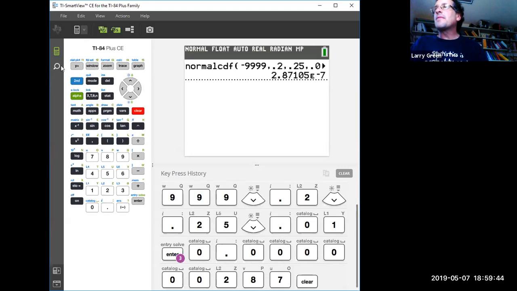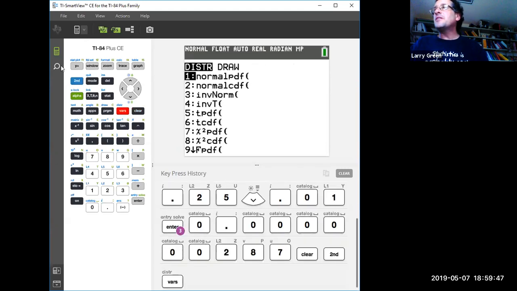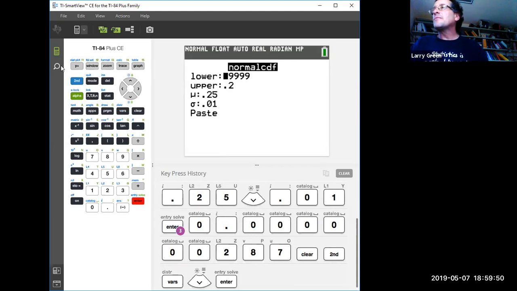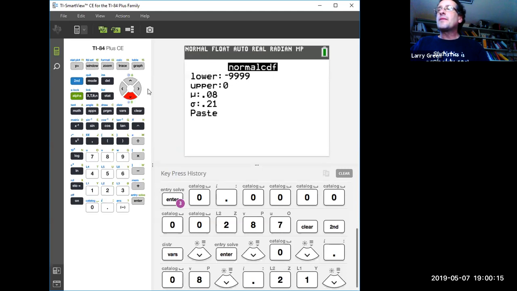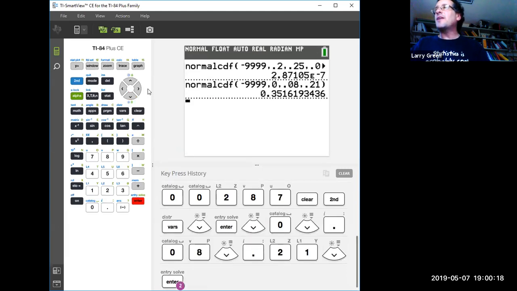So let's clear out. I'm going to go to second distribution, normal CDF. The low is still negative 99999 because losing money is to the left. Our upper is 0. Anything below 0, you lost money. Our mu is 0.08. And the standard deviation we said was 0.21. And let's paste. And let's figure it out. Okay, so there's a 35% chance that you'll lose money if you just invest in that one stock, NVIDIA, for example. Any questions on that?